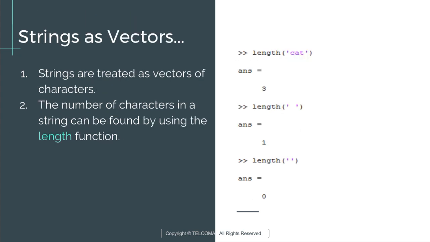Now strings as vectors. Strings are treated as vectors of characters. The number of characters in a string can be found by using the length function. I have written the string word equals 'cat' in single quotes. If I want to know the number of characters in that string variable, I simply write length, and in parentheses and single quotes write cat. This will give you the number of characters in that string.